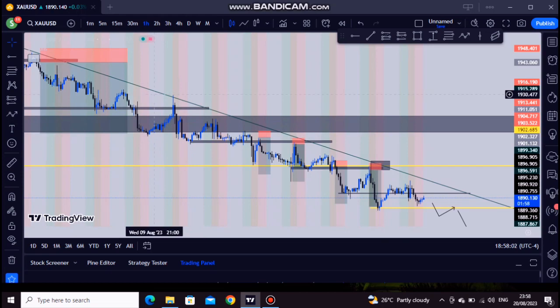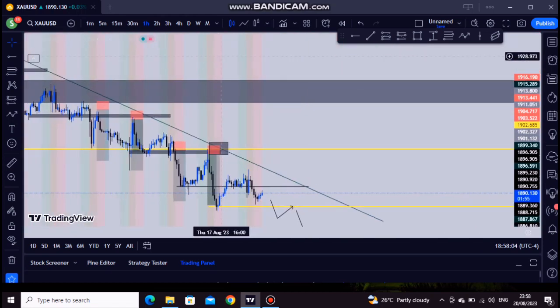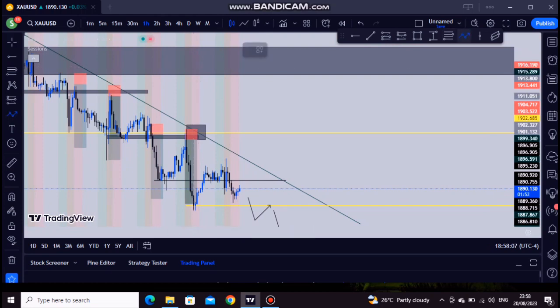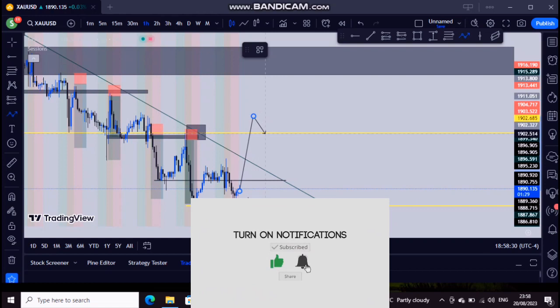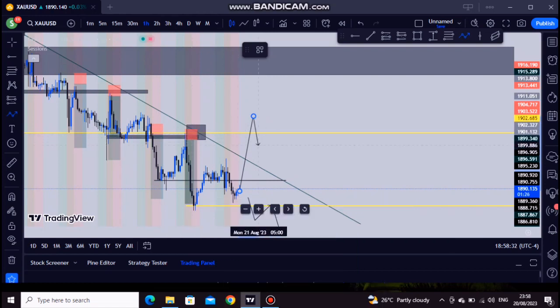And for us to buy gold, we want to see a change of character to the upside, which is if gold can take out this high. You should wait for gold to break 1902.685. Then you wait for a breakout, then a rejection and retest on this support area. Then you buy to the upside, targeting this area, with your stop loss below, alright? This is what you want to see when you want to buy gold.